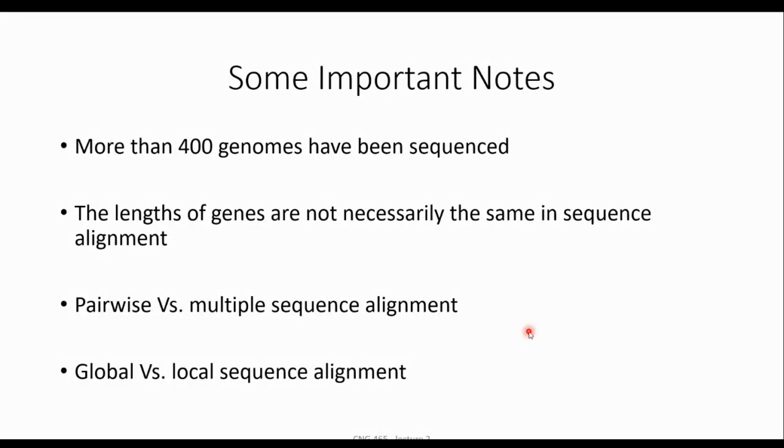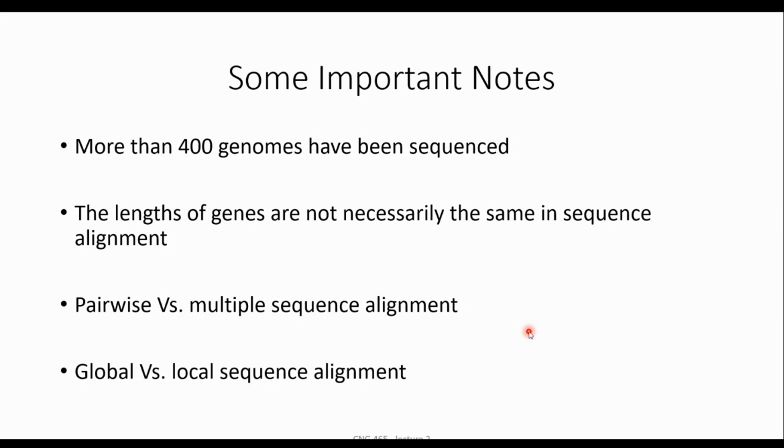Right, so here I listed some important notes for you. For example, more than 400 genomes have been sequenced so far. I told you it's very hard to find the genome of an organism. It's not an easy task. There are big projects for that. So far we have more than 400, which is a big deal. But we can still have much more than that, and they are working on it.